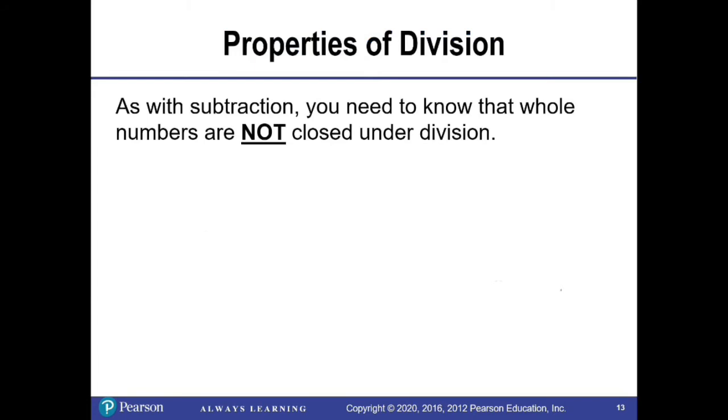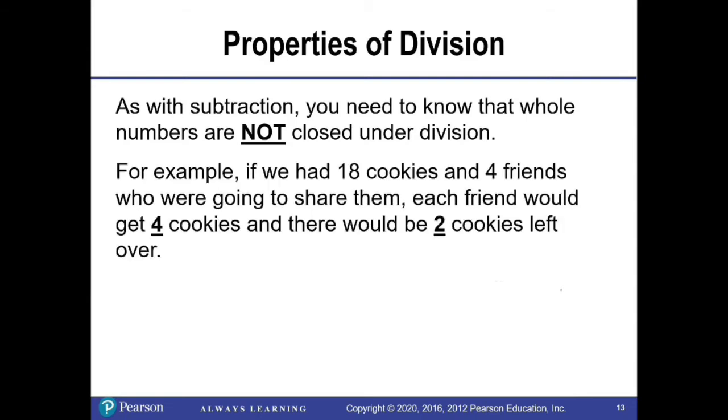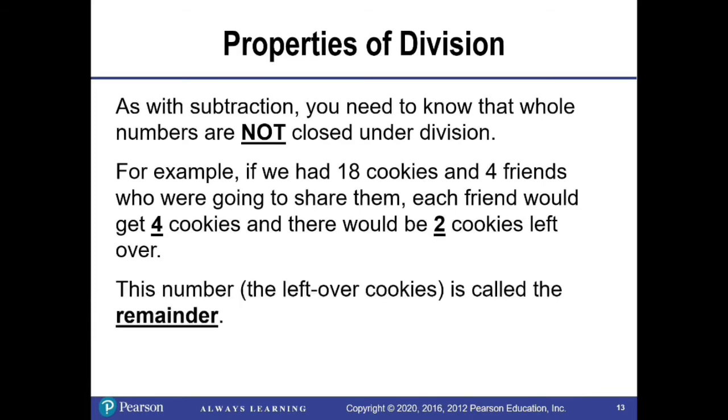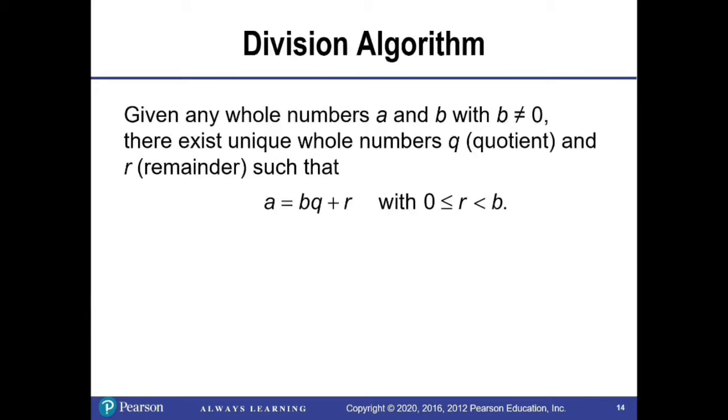Now, just like subtraction, division is not closed in the whole numbers. For instance, if we have 18 cookies and 4 friends that we're going to share them with, each friend would get 4 cookies, and we're going to have 2 cookies left. This leftover part is called our remainder, and our remainder cannot be bigger than our divisor. This leads us to what we call our division algorithm.